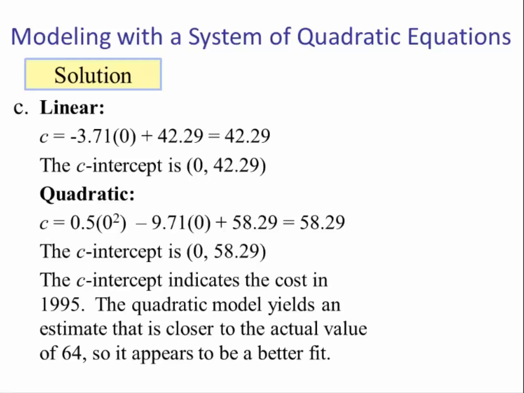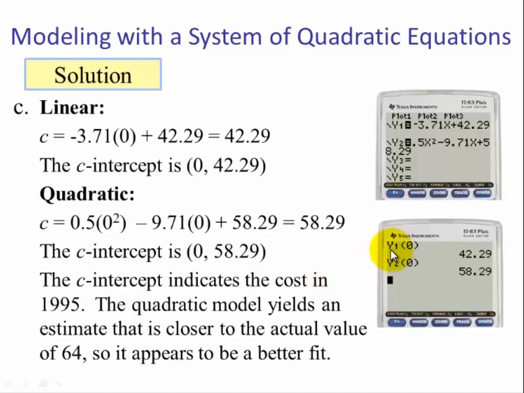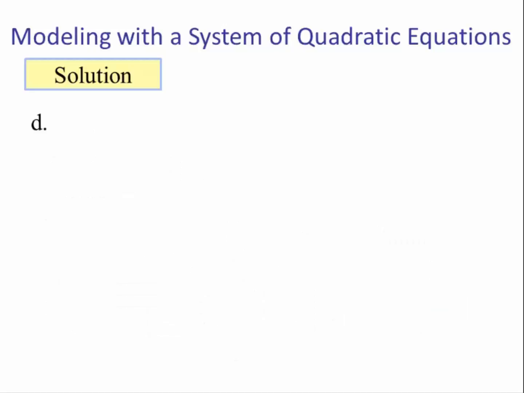Using the graphing calculator, with y1 being the linear model and y2 being the quadratic, to get the y-intercept for y1, we put an input of 0, we get an output of 42.29. And for y2, put an input of 0, we get an output of 58.29. So we have verified the c-intercepts.